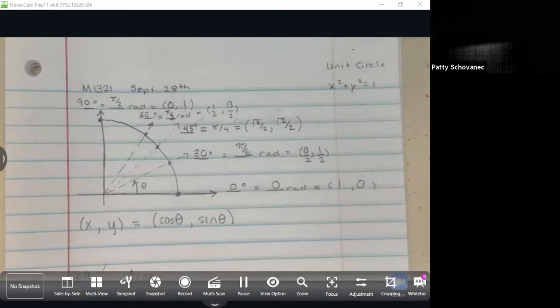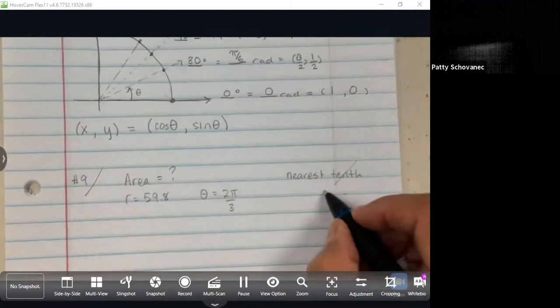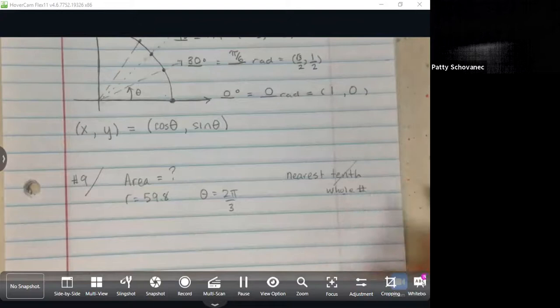We want to find the area of the sector of a circle. The instructions are to the nearest tenth, but blow that part off. Let's do it to the nearest whole number. So that's an error on WebWork. Nearest whole number. So if you guys can go back and fix that.